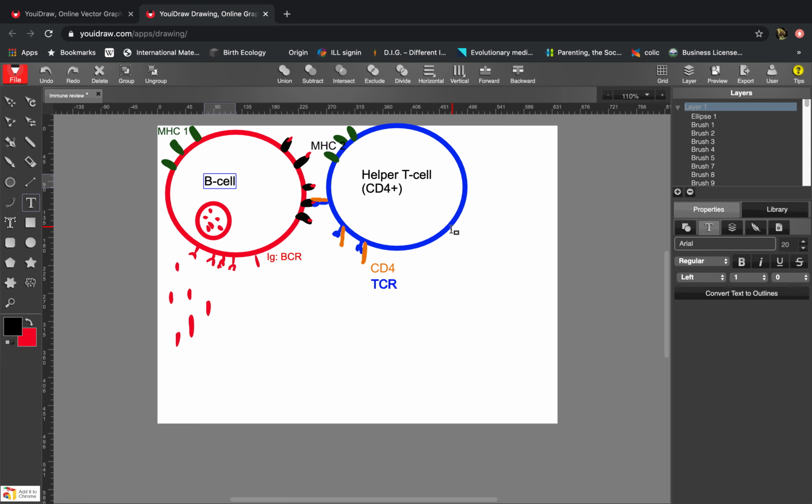This T cell is also going to become activated, and it is going to proliferate rapidly. And it's going to make a lot of daughter cells with this exact same T cell receptor that bound to this antigen here.